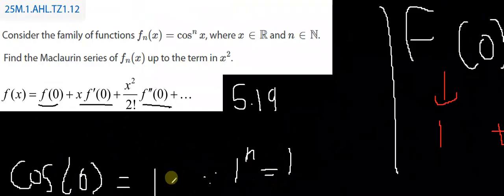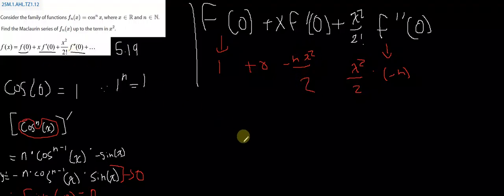And now if you scroll up here, we know that f double prime of 0 is minus n. So here we can write x squared over 2 times minus n. So this would be minus n x squared over 2. So the final answer would be 1 minus n x squared over 2.